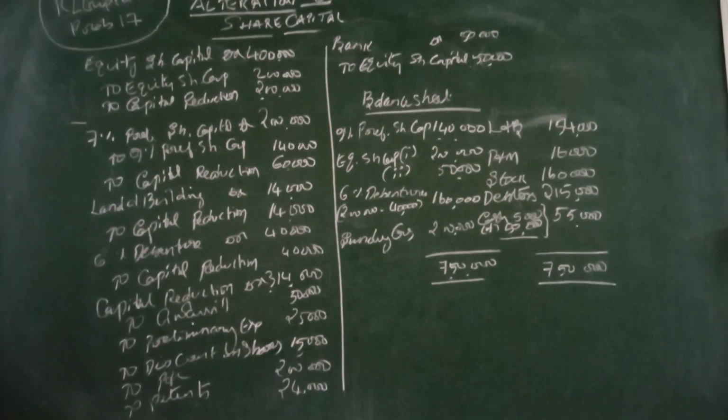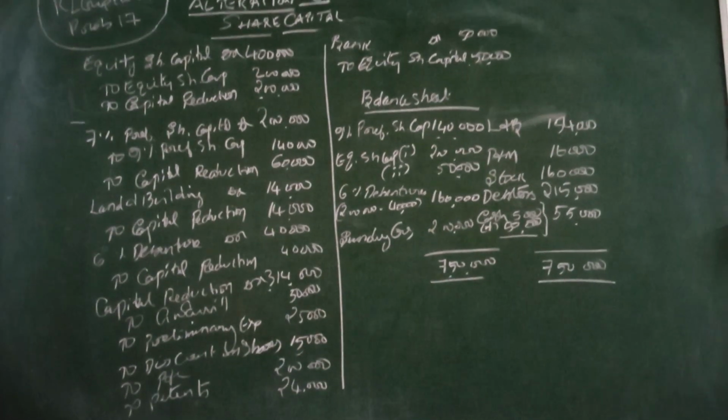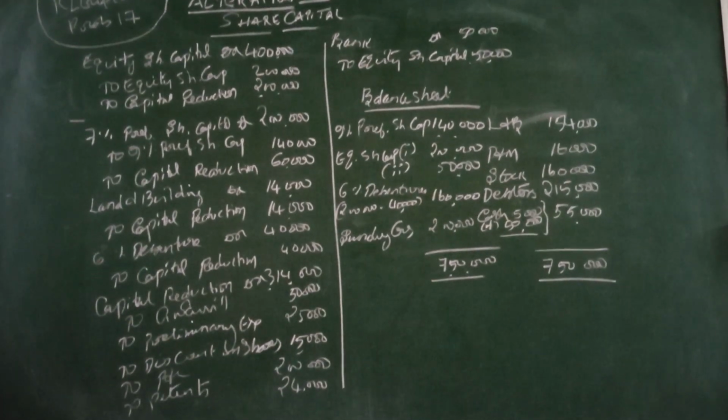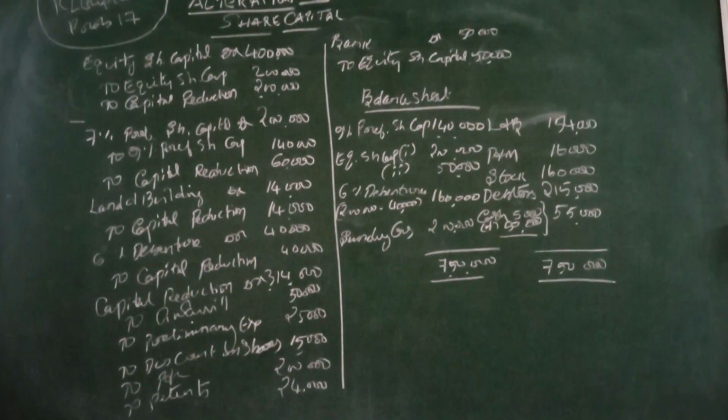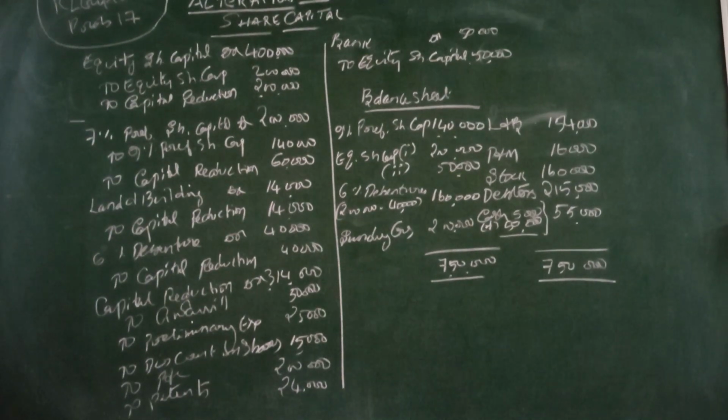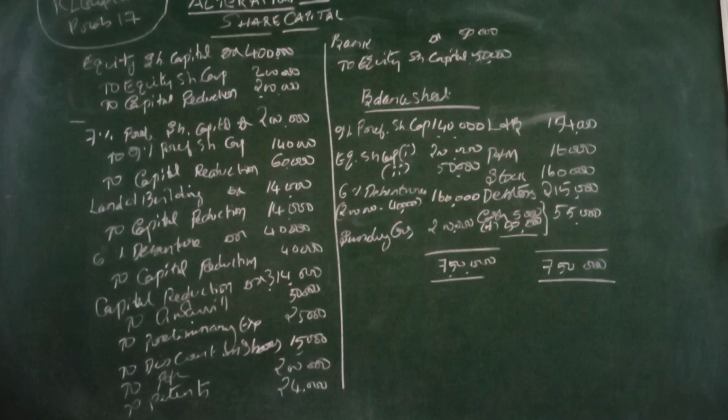Then the last adjustment is given as the balance of equity shares are issued to the general public for a consideration of 50,000 rupees. So when you are issuing the shares, cash comes in. So here, bank account debit to equity share capital for 50,000 rupees, you have passed the entry.